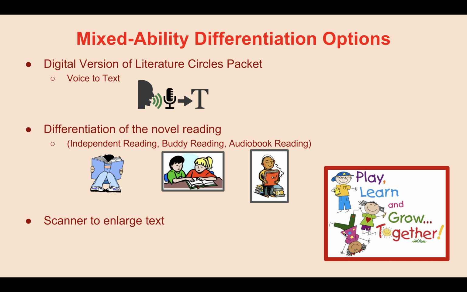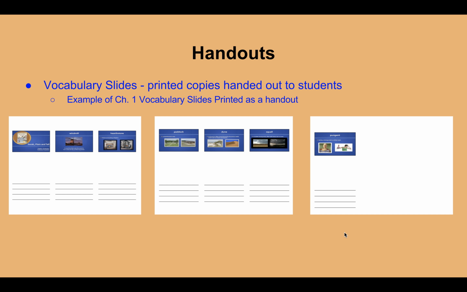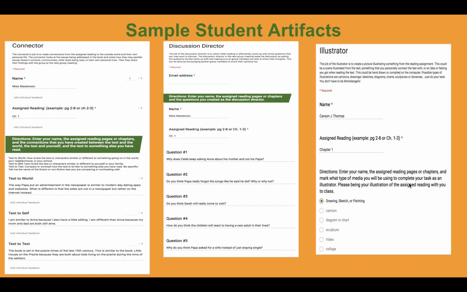student with visual challenges. So as seen here, this is an example of one of the PowerPoints turned into a handout. This is chapter 1. There are 3 slides on each page, and then there are lines towards the bottom where students could take notes on each vocabulary word as needed. So here are my student artifacts.